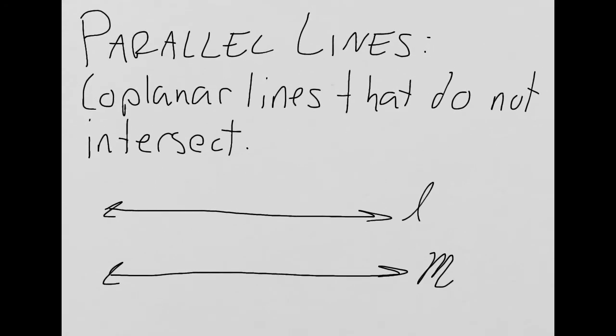Parallel lines are coplanar lines that do not intersect. So they need to lie on the same plane, but they can never intersect. So here we have line L and line M, and they are parallel because they lie on the same plane, and they will never intersect.